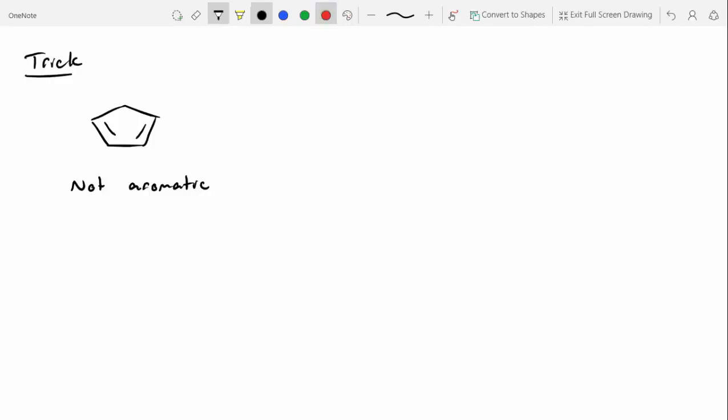However, if we look at this position, there's no p orbital, right? This carbon's actually sp3 hybridized. Anytime you see an sp3 atom in a ring system, it can't be aromatic or anti-aromatic. It's just not aromatic. It doesn't fall in any category. So sp3.